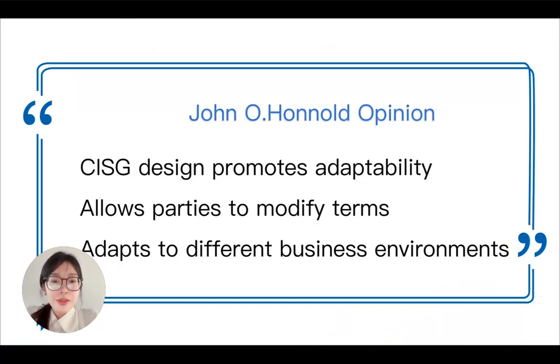Scholarly commentary and analysis. A journal article on a uniform law for international sales under the 1980 United Nations Convention highlights that the CISG's design facilitates adaptability, allowing parties to modify provisions to suit their specific commercial needs. Honnold argues that the flexibility offered by the CISG is key to its success and widespread acceptance.